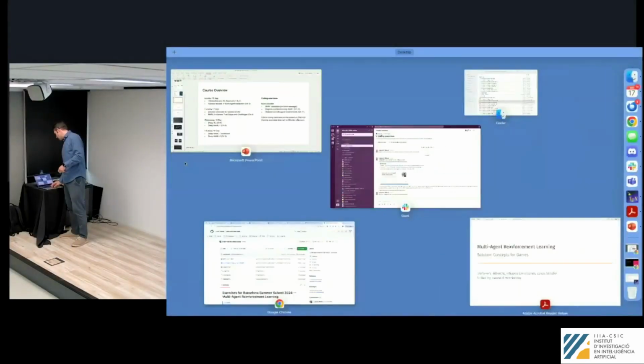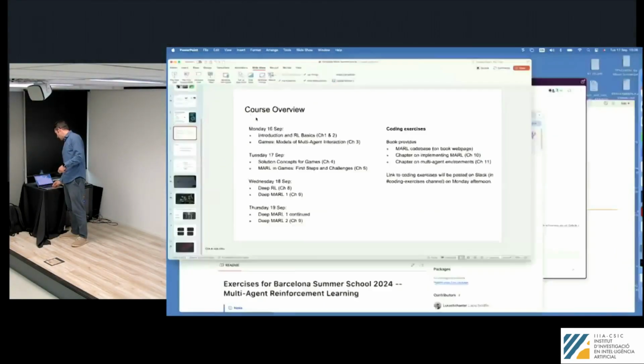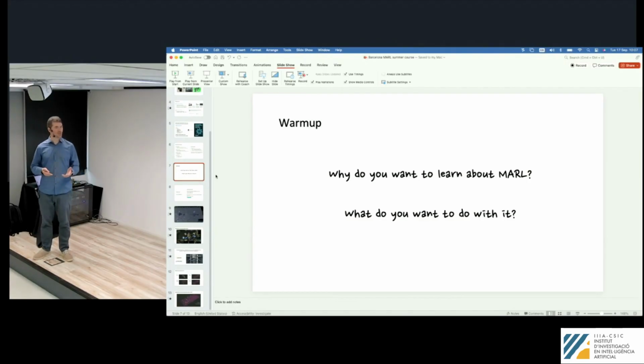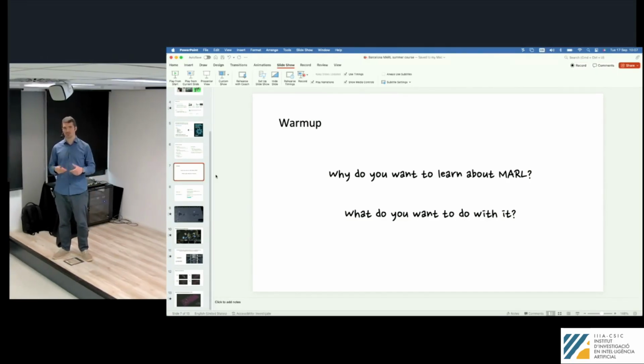So that's about the code. And just as a warm-up, I want to get back to this, which we started yesterday. I want to get some more views on this. So again, why do you want to learn about multi-agent reinforcement learning? Why do you care about this? And what do you want to do with this? Yesterday, we heard some voices, I want to get some more people. Hands up if you have ideas, or if you want to share why you care about MARL.